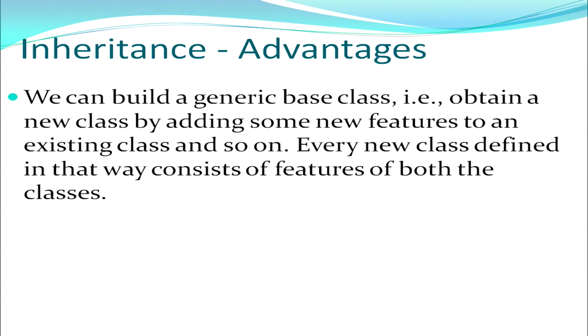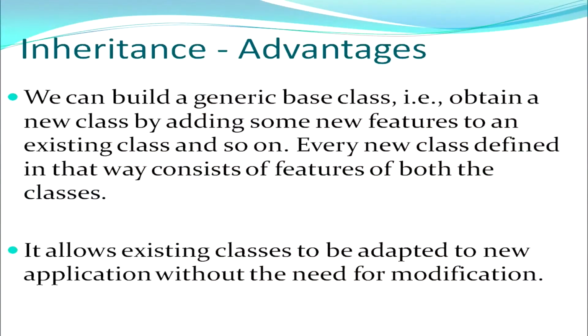So, using inheritance we can build generic base classes. That means we can obtain a new class by adding some new features to an existing class. Like I said, automobile is one class. Say, suppose, the engine, the horsepower of an engine, the number of wheels, these are present in all automobiles. But if I talk about the different properties, then the two-wheeler has some different properties, a car has some different properties. So, those will be coming in the derived classes.